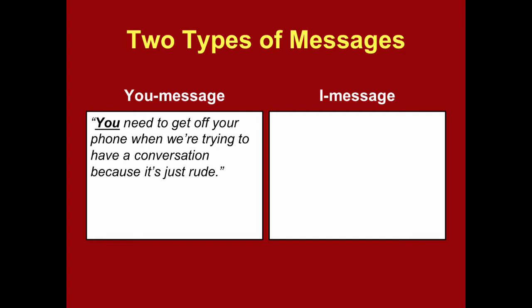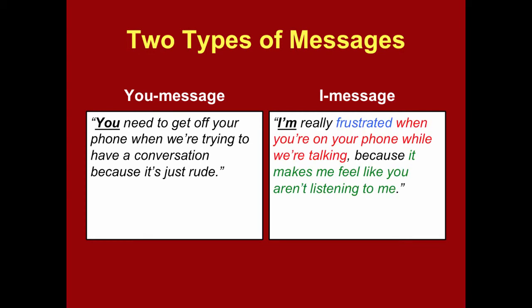How did you do? Here is an example of an iMessage that could be used in this situation. "I'm really frustrated when you're on your phone while we're talking because it makes me feel like you aren't listening to me." Notice the focus is on "I have a problem" and is not blaming the other person for the feelings that occurred. Remember, practice and effort will improve your iMessage skills. Next, we'll look at the issues that can arise when we are working in groups.